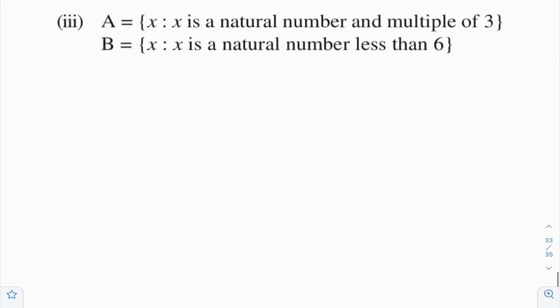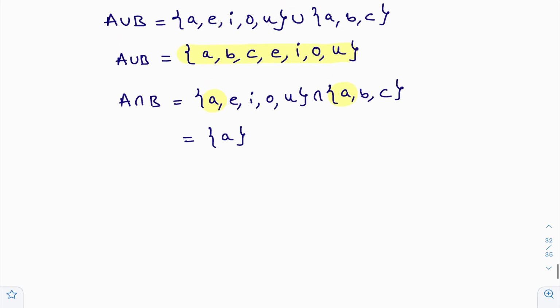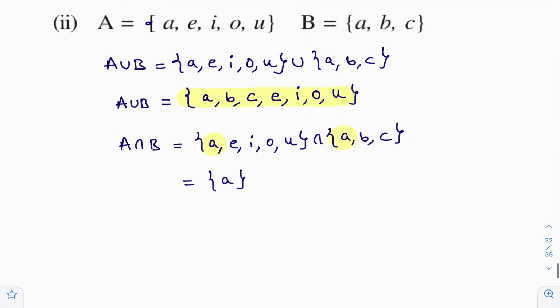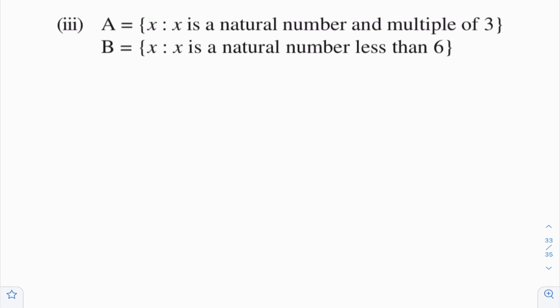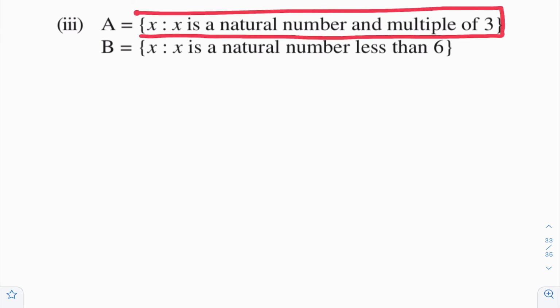You observe this third bit, what they are asking. Sets are not in roster method. Roster method means all the elements are listed like this. This set is in roster method: all the elements are listed and separated by commas within the brackets. When it comes to this problem, the set is given in set builder form. This set is in set builder form, and this set is also in set builder form.